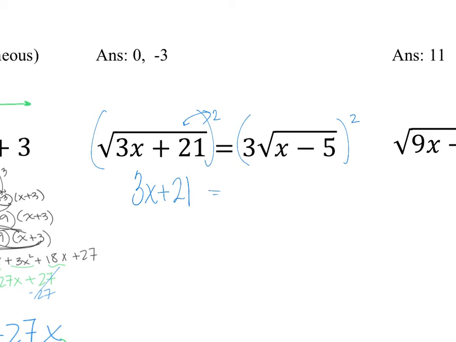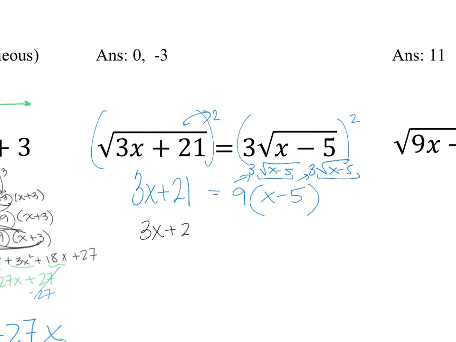On the right side, we gotta be a little careful, because we have 3 square root of x minus 5 times 3 square root of x minus 5. So the square root of x minus 5 times square root of x minus 5, we know that will undo the radical. But we also need to do the 3 times the 3, which is 9. So we're going to have 9 sitting out there. So if we simplify that, that'll be 3x plus 21 equals 9x minus 45.